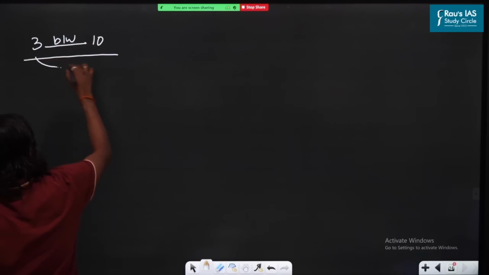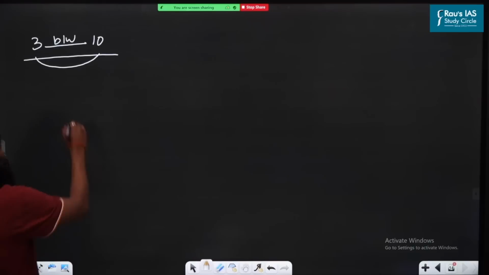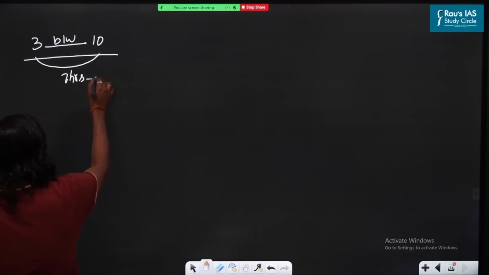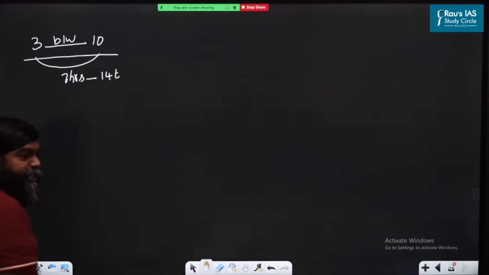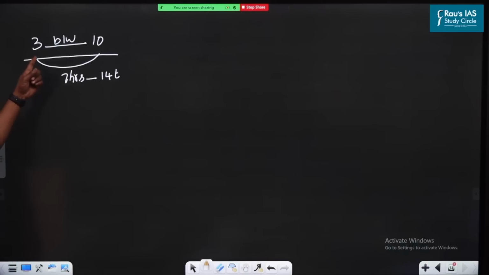How many hours difference? 1 hour, 2 times 7 hours. How many times? 14 times we are expecting. What are the exceptional times for right angle? From 2 o'clock to 4 o'clock. Is it inside? 3 to 4.